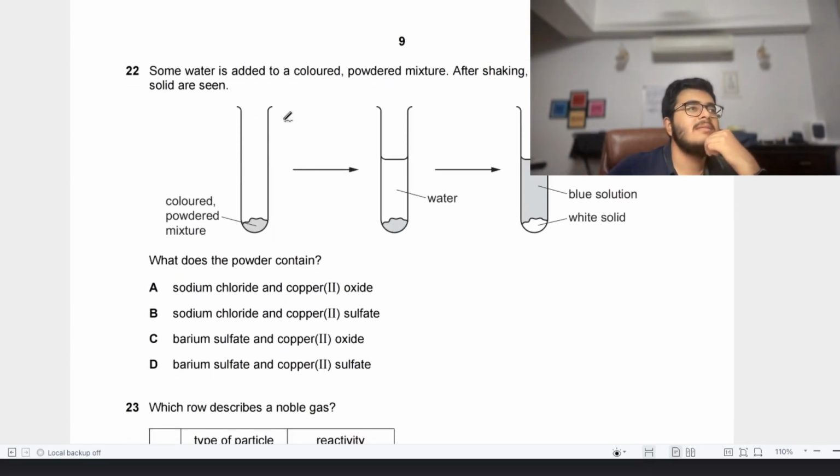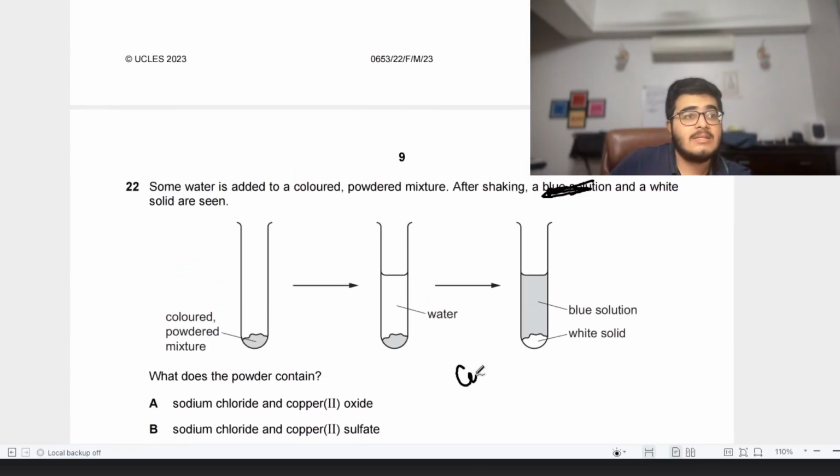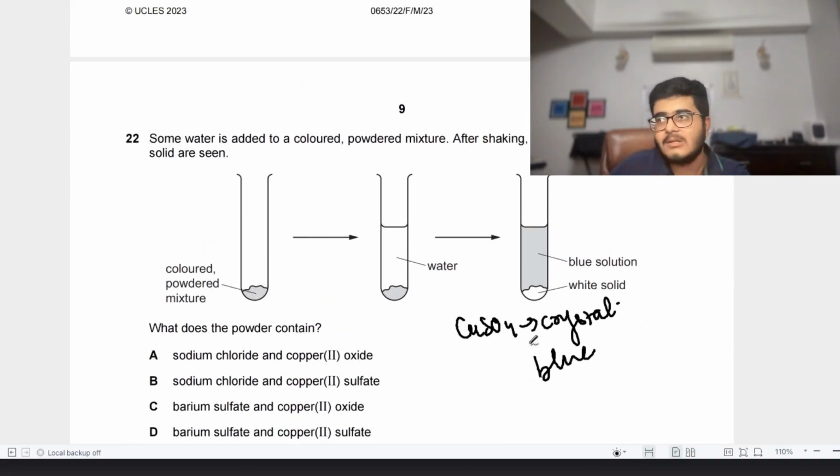Question 22, it says some water is added to a colored powdered mixture. After shaking, a blue solution and a white solution is formed. Okay, so we have a colored mixture, which means both of the elements will be colored. Now they're saying there's a blue solution formed. Do you remember copper sulfate crystals? If you have done a practical for that, there is CuSO4, copper sulfate crystals. They are blue colored crystals. We all know copper sulfate is blue colored.